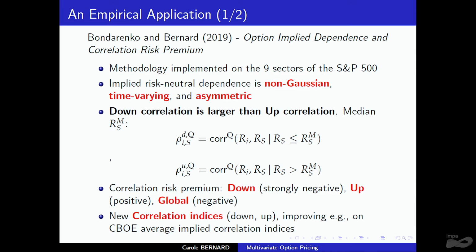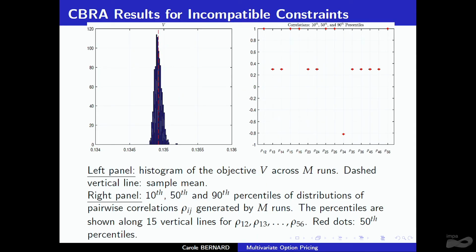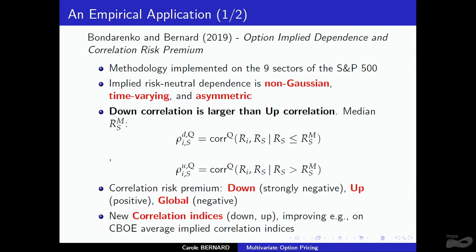So we haven't done any empirical application with more than one constraint. There's one empirical application that I started to present last year, and then we've made a lot of progress on it, which is to explain the correlation with premium. We apply the methodology with the 9 sectors of the S&P 500 and the S&P 500. So we have a 9-dimensional problem with only one constraint, which comes from the distribution of the S&P. You can see it as the weighted sum of the 9 sectors. And we are able to show that the dependence that we find between these 9 sectors is non-Gaussian, time-varying, very asymmetric.